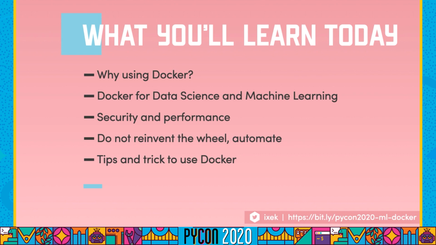So let's start with what you're learning today. First, we're going to learn why you want to use Docker, what are the advantages of them, and the specifics of some Docker problems when working with data science and machine learning. I'm also going to give you some tips around security and performance when you're working with Docker and containers in general. Some tips on how not to reinvent the wheel, but to automate. And finally, I'll provide you some useful and practical tips on how to use Docker for your data science projects.